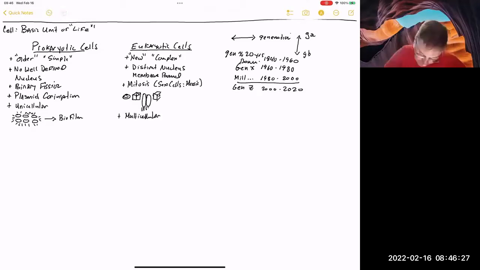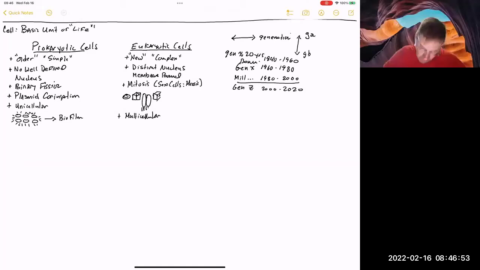There are definitely some unicellular eukaryotic organisms, but they have the ability to be multicellular. So you've got lots of complexity, and they do a lot of metabolic stuff. I mean, make a lot of energy, and they can develop high order systems like a nervous system and think and develop rocket ships and go to other planets.